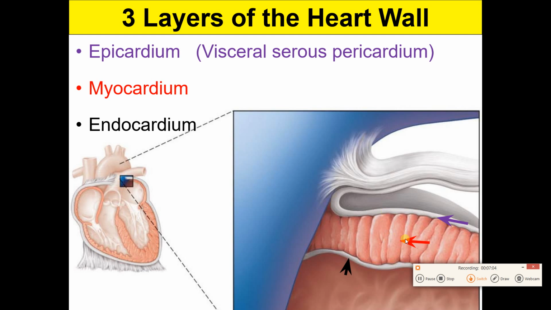Then I got my myocardium. This is the muscular layer of the heart. The prefix myo means muscle. Then I got my lining here. This is my endocardium. So endocardium, within the heart; myocardium, muscle heart; epicardium, on top of, outside of the heart. And my epicardium is also known as my visceral serous pericardium.